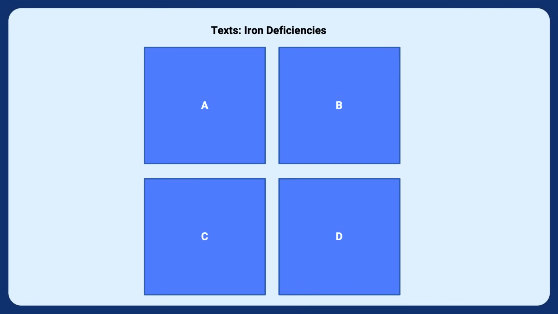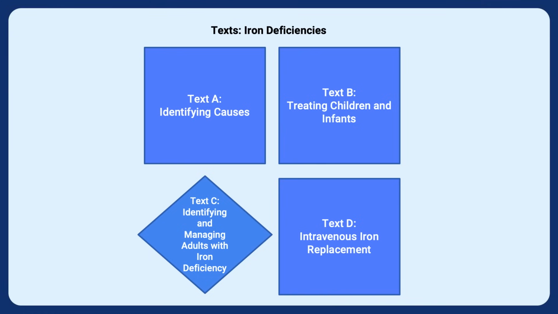You will receive 4 texts, text A, B, C, and D. Each text will be about a single topic, for example, iron deficiencies or something like that. Each text will differ slightly from one another. Text A might be about identifying causes of iron deficiency. Text B might be about treating children and infants with iron deficiency. Text C might be some sort of algorithm about identifying and managing adults with iron deficiency.